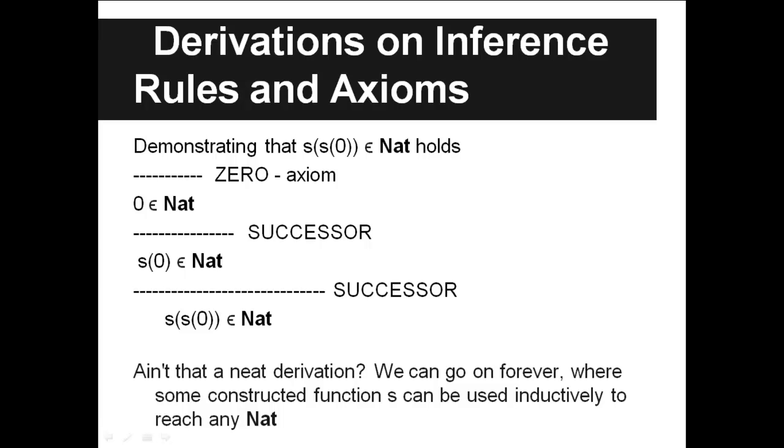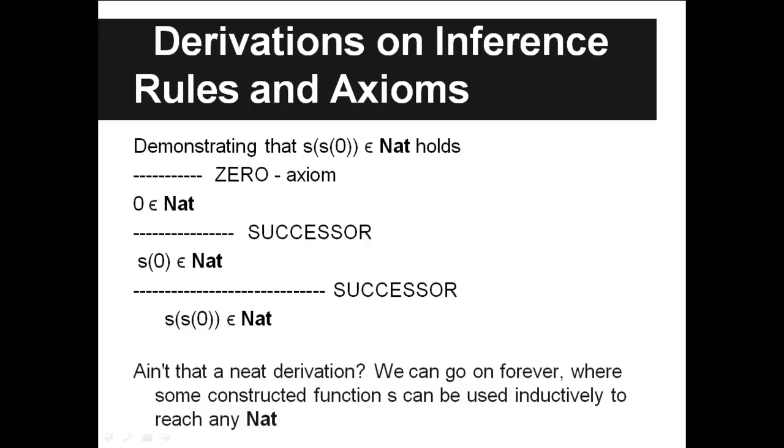For example, we will demonstrate and prove that s of 0 exists in the natural number set. First, we start at the 0 axiom, which self-evidently concludes that 0 exists in the natural number set. From there, we can derive from the axiom to the successor, where the premise that 0 exists in the nat set leads us to the conclusion that s of 0 also exists in the natural number set.